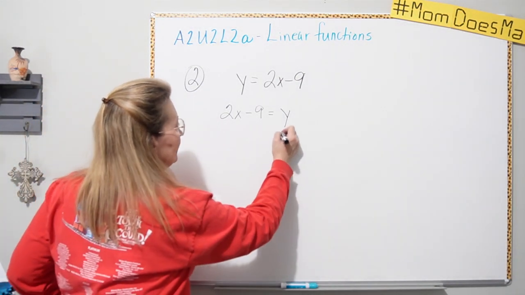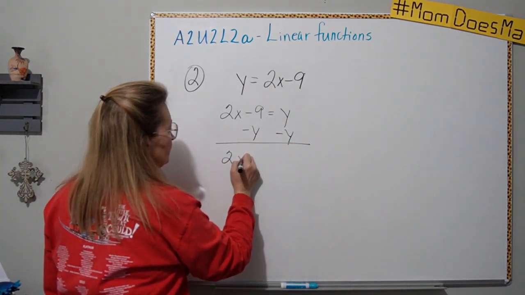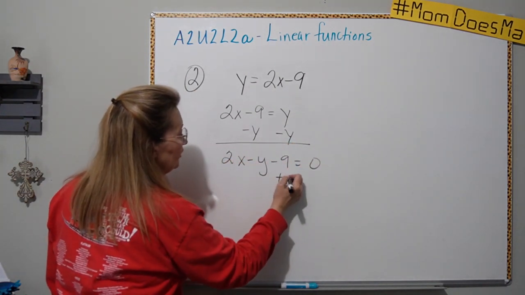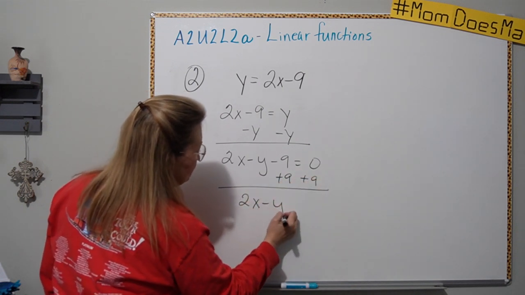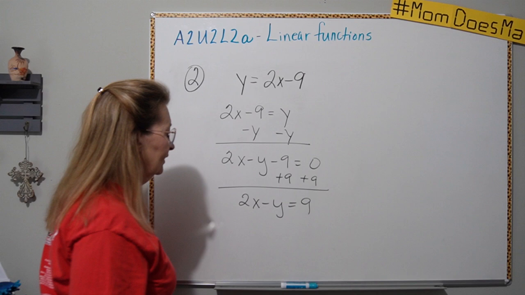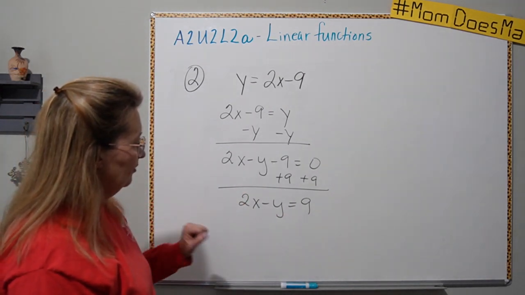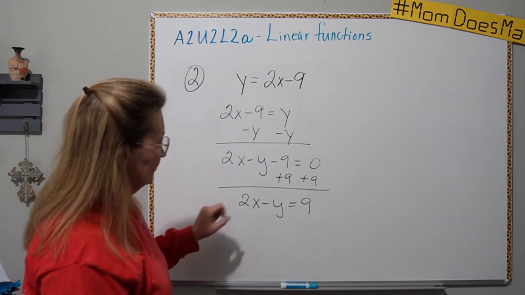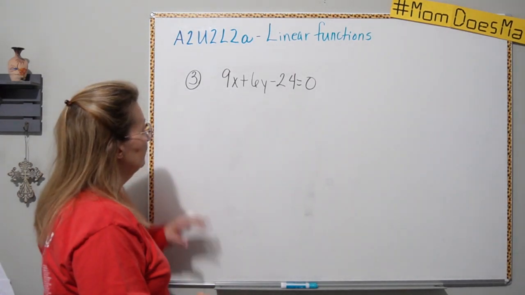Now let's get rid of the y, so we're going to subtract y from each side. 2x minus y minus 9 is 0. And then to finish up, we'll add 9. So now I have 2x minus y is equal to 9. And let's check the 3 points. Is there a greatest common factor? No. Is this negative? No. And this is greater than or equal to 1. So we're good. Okay, let's look at number 3.